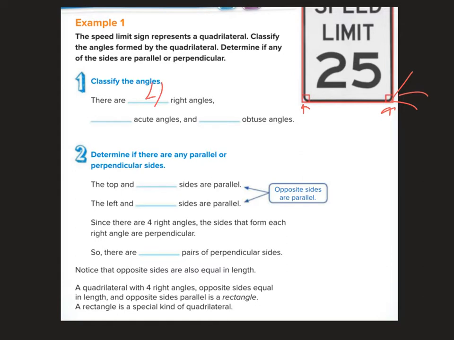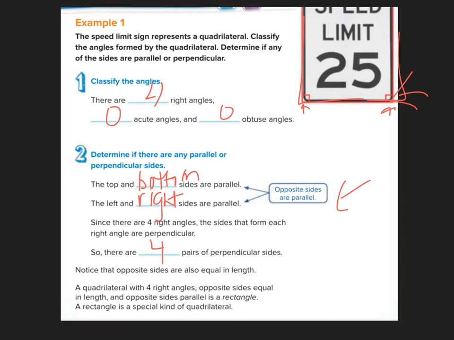So there are 4 right angles, 0 acute angles, 0 obtuse, they're all right. Determine if there are any parallel sides. The top and bottom sides are parallel, and the left and right sides are also parallel. So both pairs of opposite sides are parallel. Since there are 4 right angles and the sides that form each right angle are perpendicular, how many pairs of perpendicular sides are there? 1, 2, 3, 4. 4 sides form perpendicular angles.